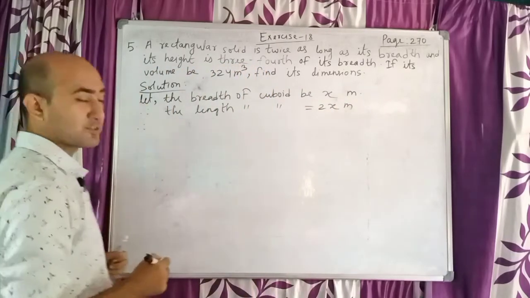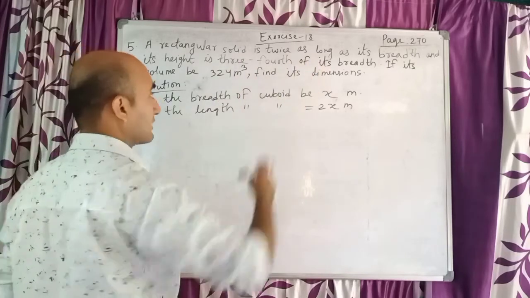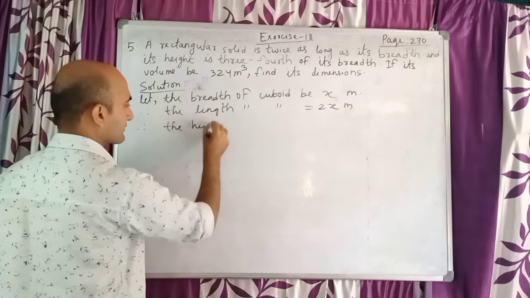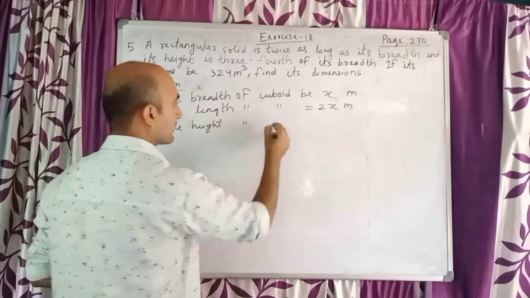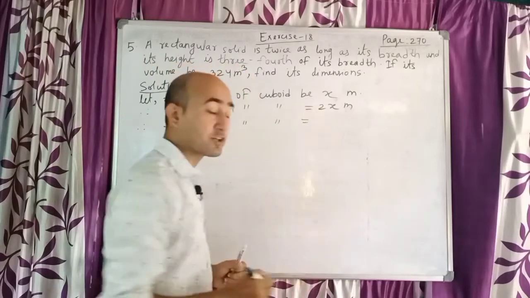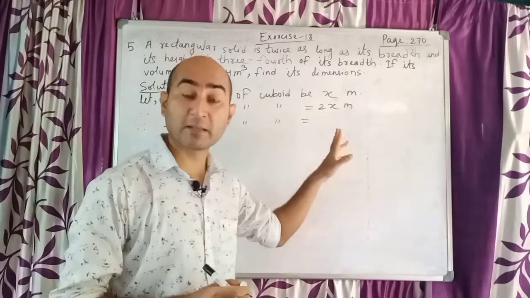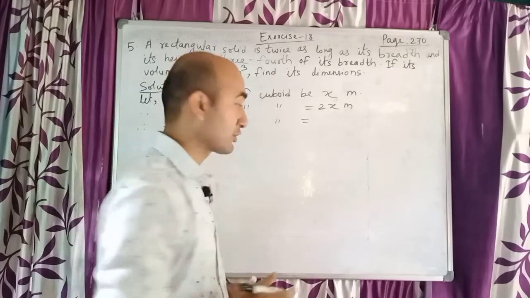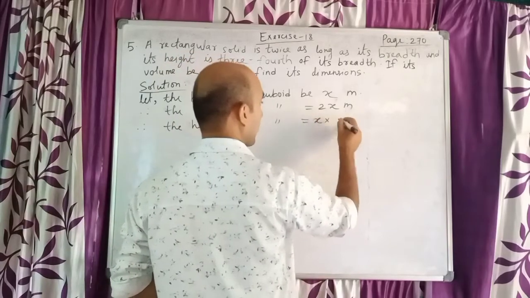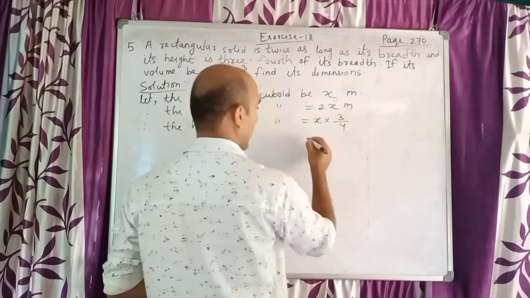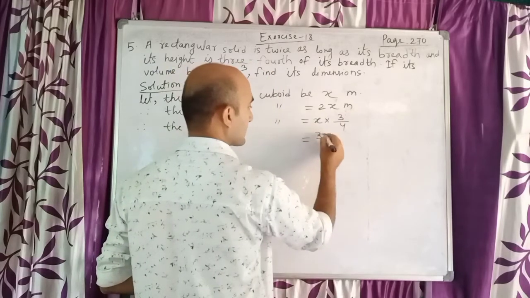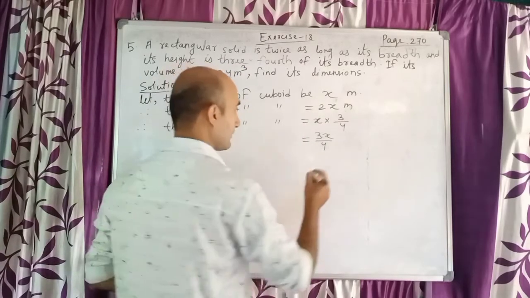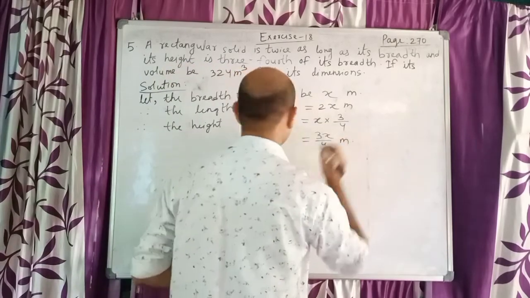Now we will find the height also. Height is 3/4 of its breadth. So I can write the height of the cuboid equal to 3/4 times x. Like twice means you multiply by 2, in case of 3/4 you multiply by 3/4. So the result will be 3x by 4 meter.